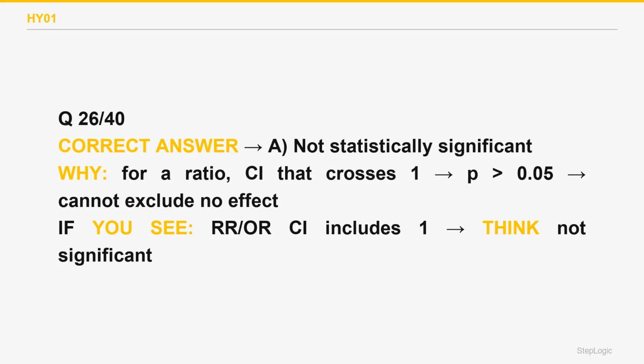Calling it a significant benefit ignores that the interval includes 1, so no effect cannot be ruled out. Choice B, wrong. A confidence interval crossing 1 corresponds to p above 0.05, so the claim that p is below 0.05 is contradicted by the interval itself. Choice D, wrong.